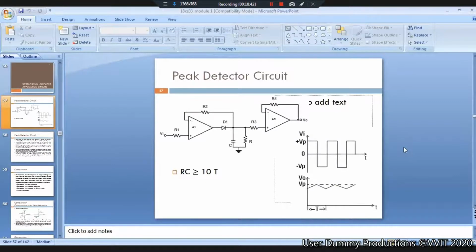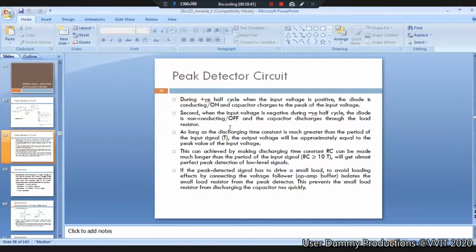See here what you have to do during the positive half of the cycle. When the input voltage is positive, the diode is conducting, that is, on. That is nothing but the capacitor is charging to the peak of the input voltage. Second, when the input voltage is negative, during the negative half of the cycle, the diode is non-conducting, that is, off, and the capacitor discharges through the load resistor.